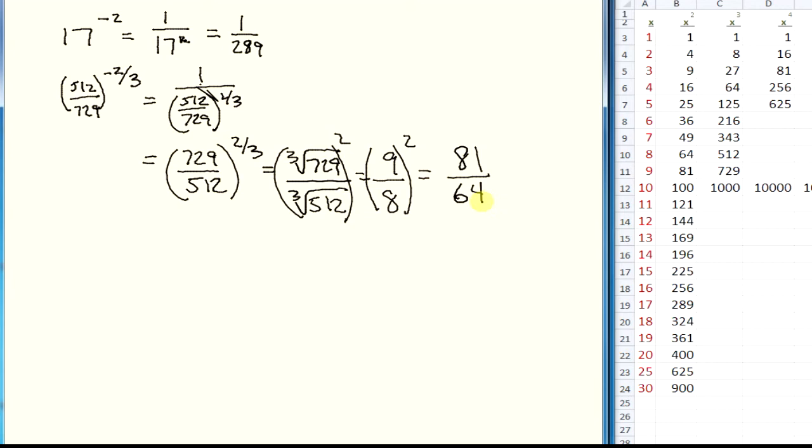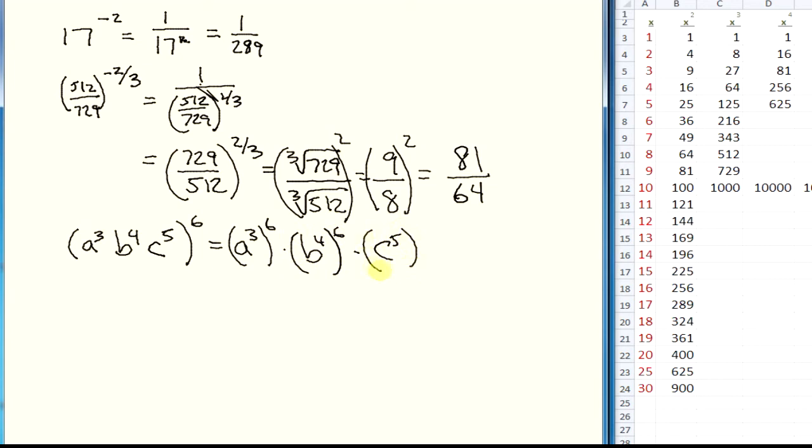A couple more problems I'd like to go over is quantities. For instance, if you have a to the 3rd, b to the 4th, c to the 5th, and you raise it to the 6th, just remember that each one of these pieces, a to the 3rd, could be raised to the 6th, b to the 4th could be raised to the 6th, c to the 5th could be raised to the 6th, and using the exponent rules, you multiply 3 and 6 together, you get 18 for a. For b, you multiply the exponents together, you get 24. For c, you multiply the exponents together, you get 30.